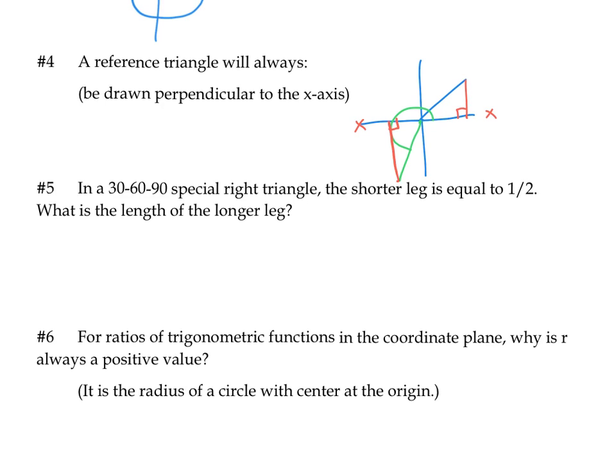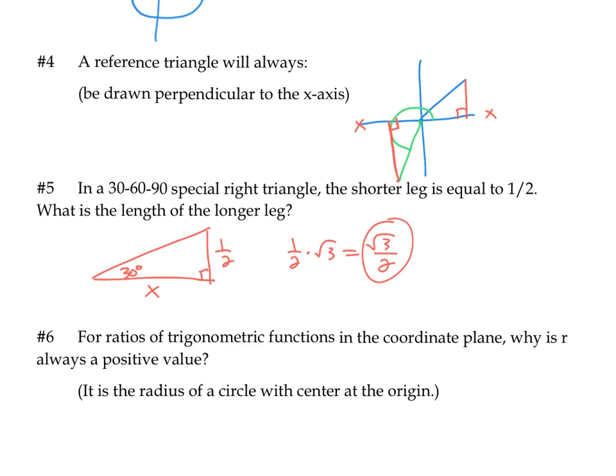In a 30, 60, 90 special right triangle, so we're going to draw a 30, 60, 90 triangle here. Let's say this is 30 degrees here, and we've got our right angle. The shorter leg is 1/2. That's across from the 30 degrees. It asks for the length of the longer leg. So we'll call that an x there, let's say. So the longer leg is the shorter leg times the square root of 3. Or in this case, square root of 3 over 2. That would be our answer, square root of 3 over 2.